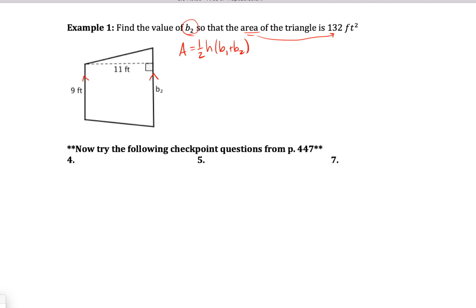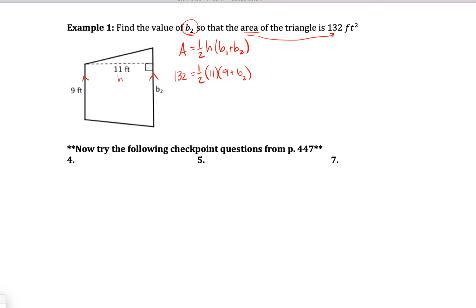So let's jump in. I'm going to put 132 for the area equals 1/2 of the height, which in this one is 11. This is our height because it's shown as the distance between base 1 and base 2. So 1/2 of 11 times base 1, which is 9, and base 2 is what I don't know, so I'm going to leave that as B2. So here I have an equation: 132 equals 1/2 times 11 times the quantity 9 plus B2. I need to now solve this. And you have a few options again for how you're going to do this. The problem is usually with this 1/2. This is usually what gives students some issues, having 1/2 involved in this equation.